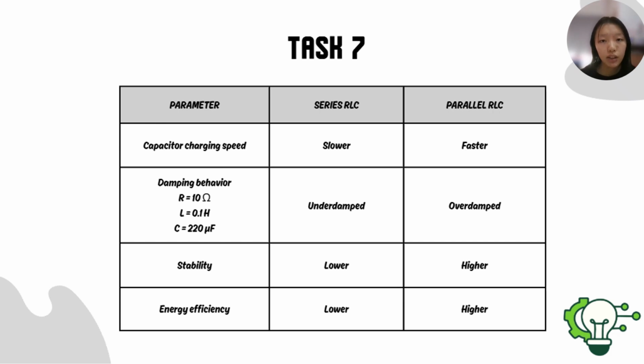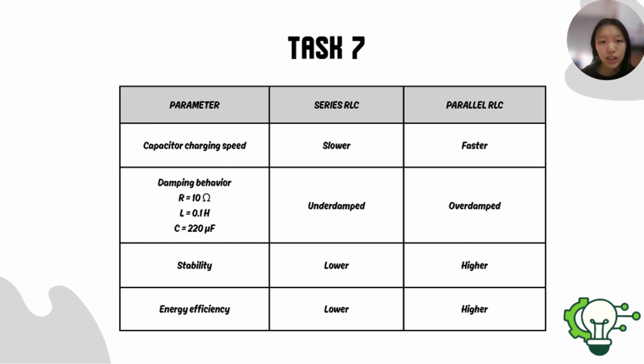Next is damping behavior. Using the parameters given in the question, for the series LC, the damping coefficient alpha is 50 and the resonance frequency omega naught is approximately 213.2 radians per second. Since alpha squared is smaller than omega naught squared, this configuration is underdamped, which leads to oscillation.